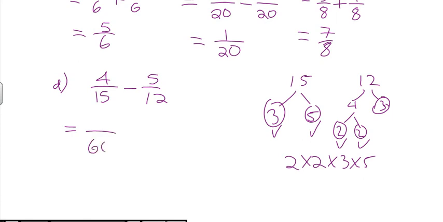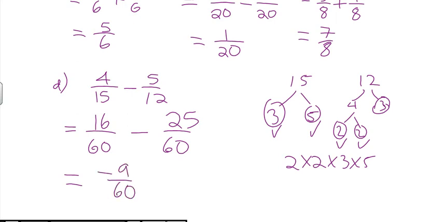Okay, what's this? How many 60ths? 16, right? Because how do we get 15 to be 60? Multiplied by 4. And how do we get 12 to be 60? And 16 minus 25 is -9 over 60. Does this reduce?